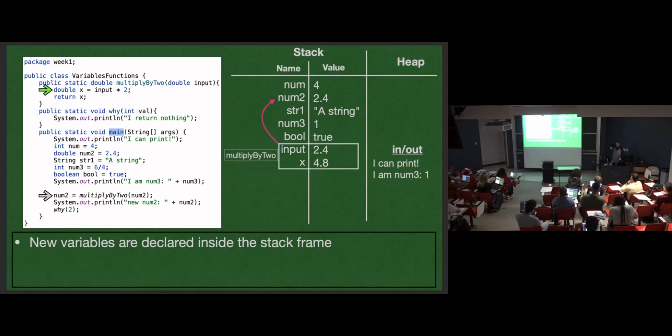So all method calls share the same stack, but we separate the stack into portions using these stack frames, using these boxes. So multiply by 2, this stack frame and these variables are on the same stack, but they're in different stack frames. So the stack is a stack of stack frames.